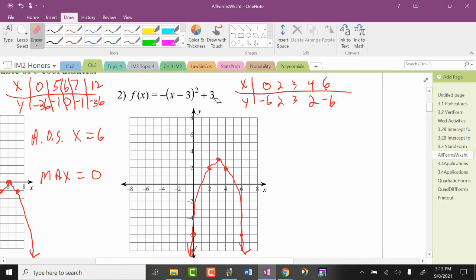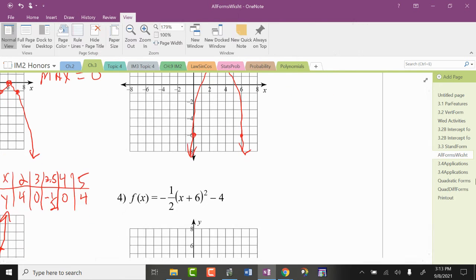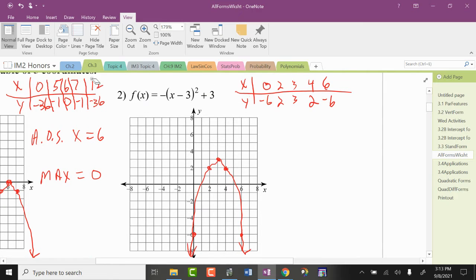I will not be able to help you do that. I've thrown the information out there. Now it's your turn to get those figured out and know their attributes.